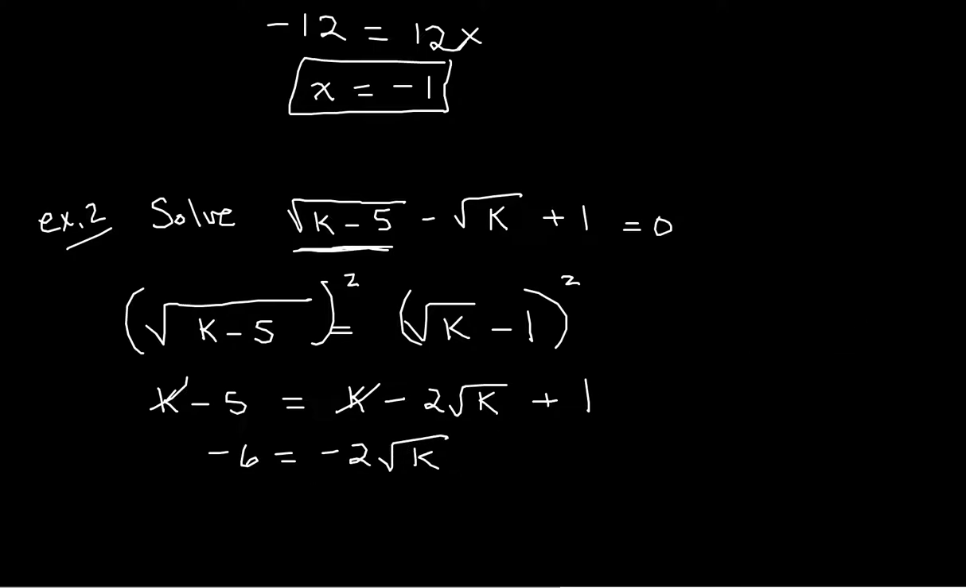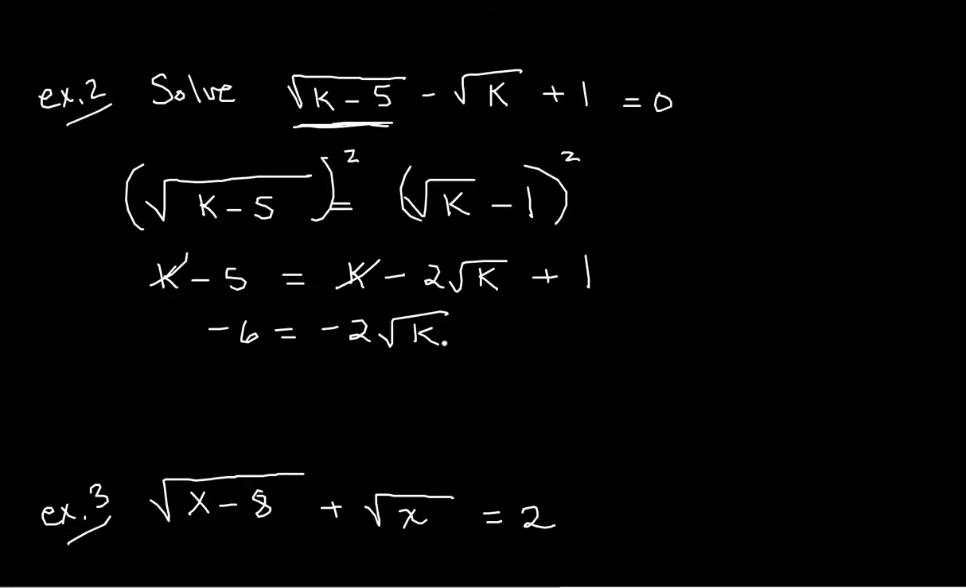Divide both sides by negative 2, running out of room here, so we get root k equals 3, and then we just square both sides. So we get k equals 9. So we're squaring both sides like this. K equals 9, and we should check it.